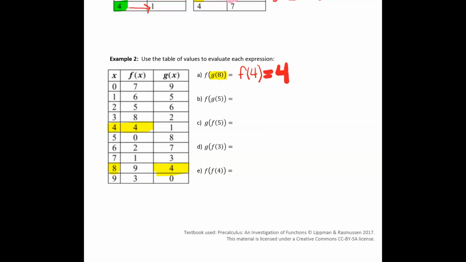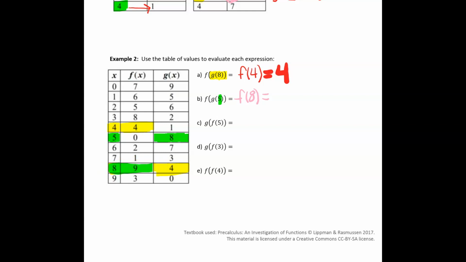Let's restart again. So I'm going to start with the 5 on the inside, and that's my x. So I'm going to start here with 5. G of 5 would be 8. And so I'm going to write that. F of, instead of G of 5, I'm going to say 8. And then I'm going to say 8 is now your x. So I'm going to come down here to 8 being x. And the f of 8 would be 9.